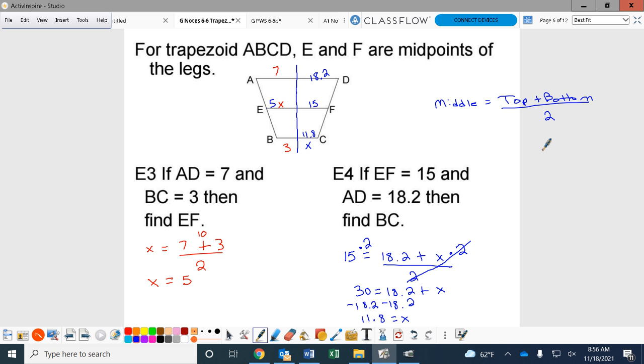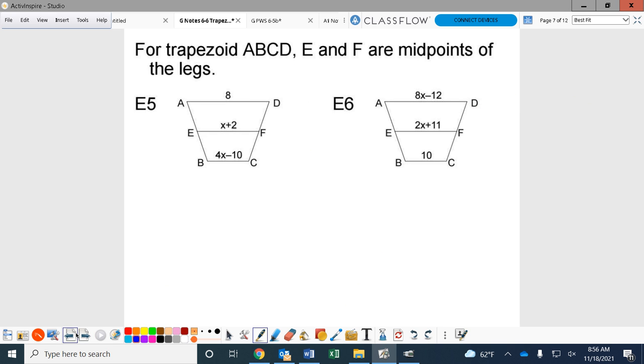Okay, let's do the algebra because you're going to need that formula to do these with. So again, it's always the one in the middle. So in this case, it's x plus 2 equals the top, which is going to be 8, plus the bottom, which is going to be 4x minus 10, all divided by 2.